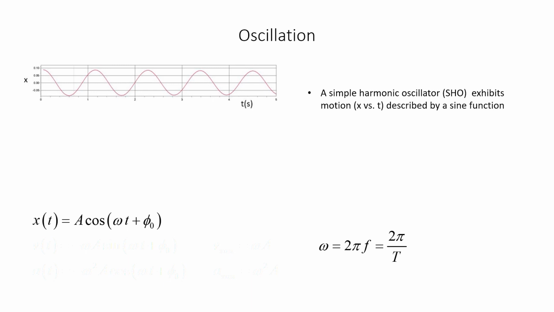A simple harmonic oscillator is an object that exhibits motion that can be described by a sine function. We can call it a sine function or a cosine function since they're the same thing, modulo initial angle. For this simple harmonic oscillator, we can define the position function as a function of time as the amplitude times cosine omega t plus phi 0. The angular frequency omega is given as 2 pi times the frequency, or 2 pi divided by the period T.